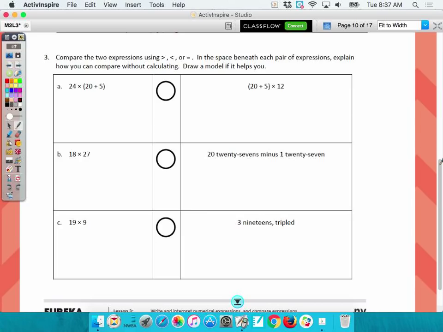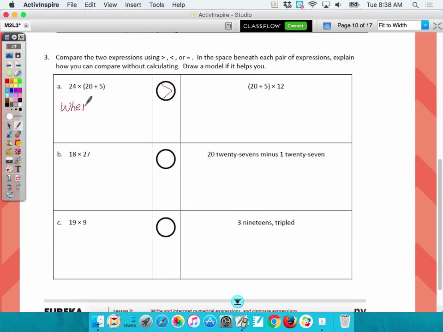Well, it looks to me like we're going to have to. So let's take a look at it. This one says 24 times the sum of 20 plus 5. This one says the sum of 20 plus 5 times 12. Which one's larger? Okay, how do you know? Because this is 24.